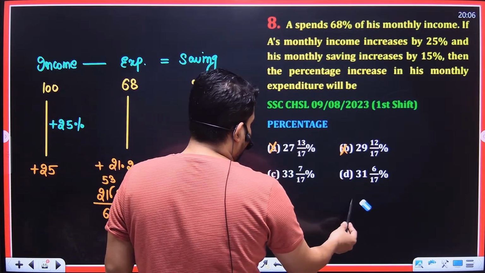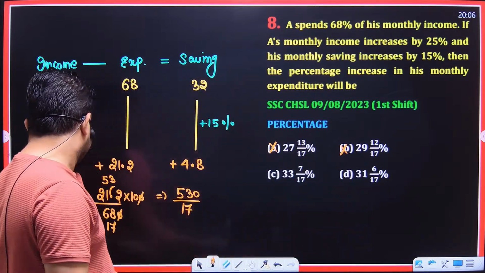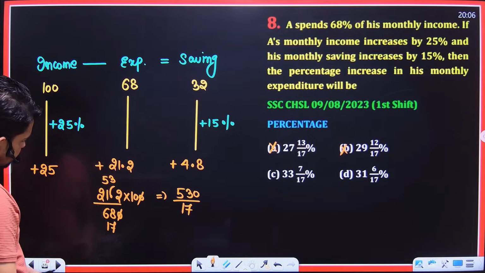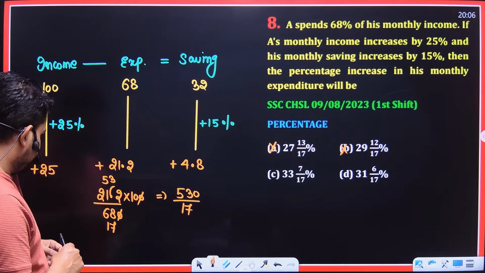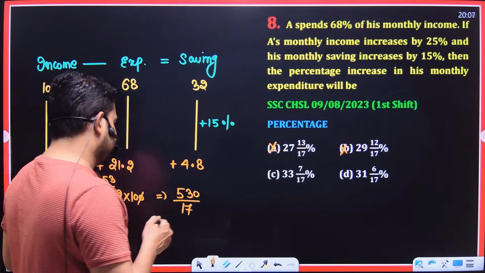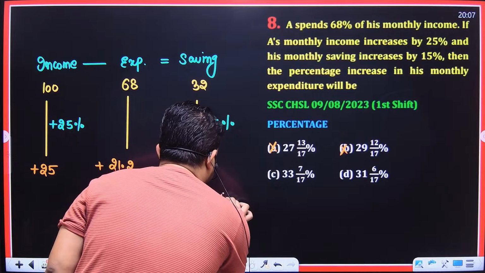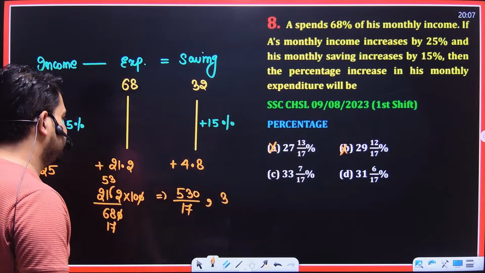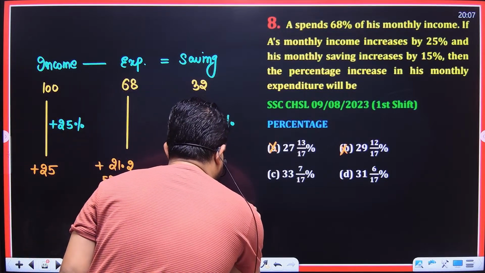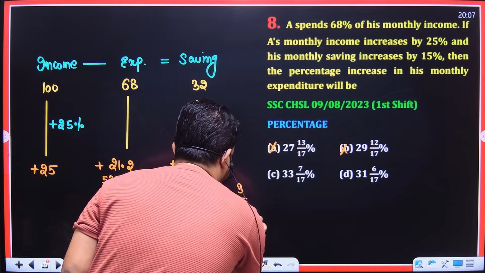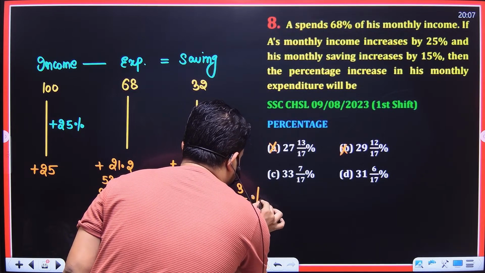We have to check it once again. See what we have here. 4 5s and 4 3s is 12. 530 upon 17. 17 3s is 51. We have 27 1, 17 1, 31. 3 by 17 is my correct answer. This one is my correct answer.